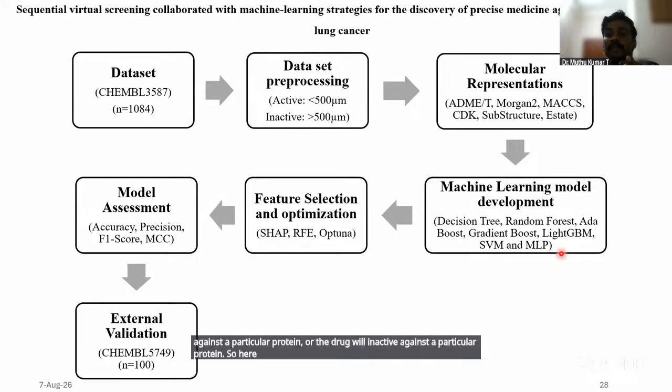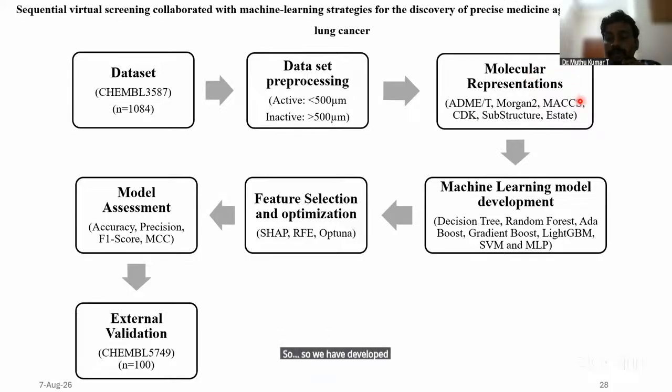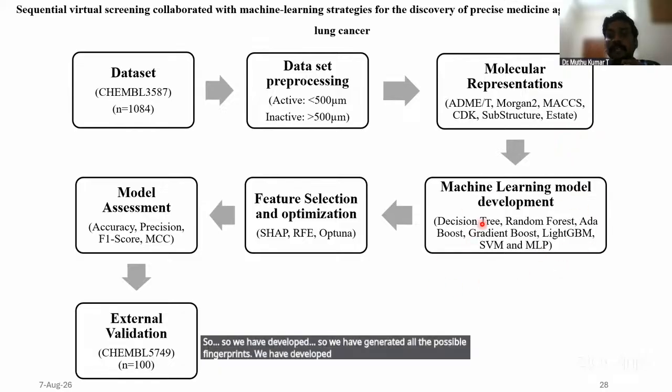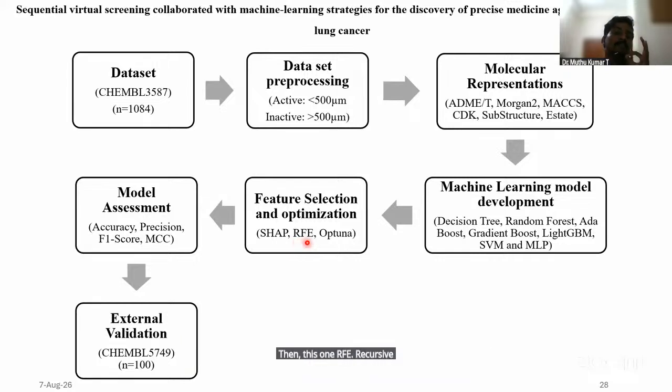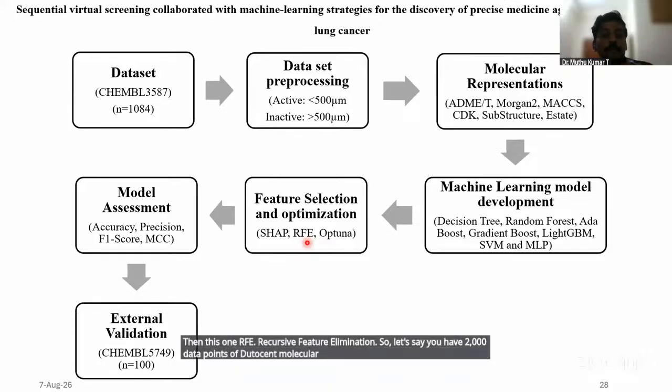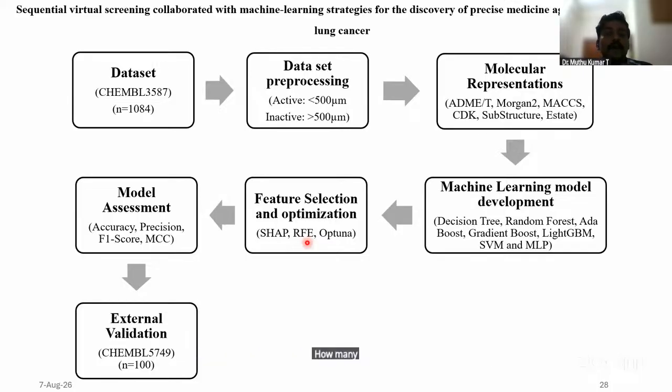Here also, we are not sure which particular model will work against a particular protein. So we generated all the possible fingerprints, developed all the possible machine learning models, and went with feature selection. SHAP feature selection I have explained already. Then this one is RFE, recursive feature elimination. Let's say you have 2000 molecular fingerprints. Out of those, how many are actually involved in the prediction? Out of 2000, probably around 300 or 400.